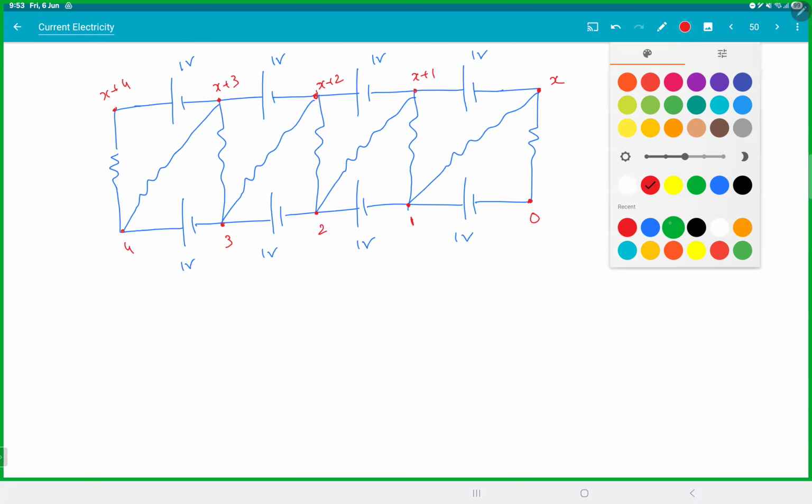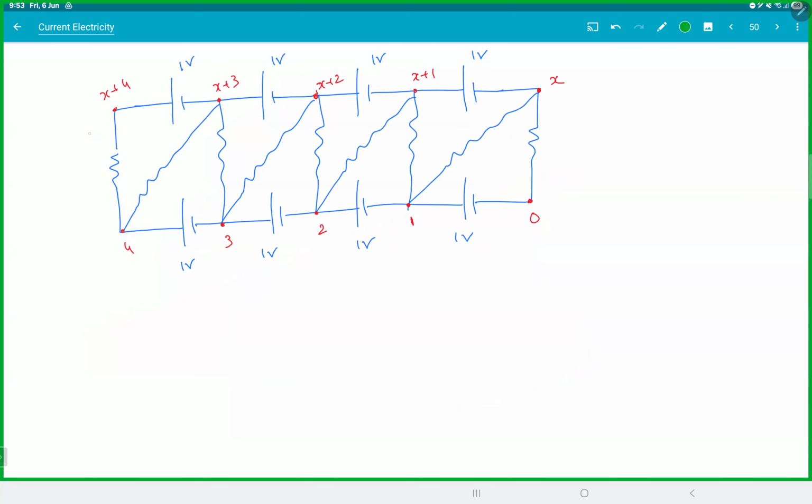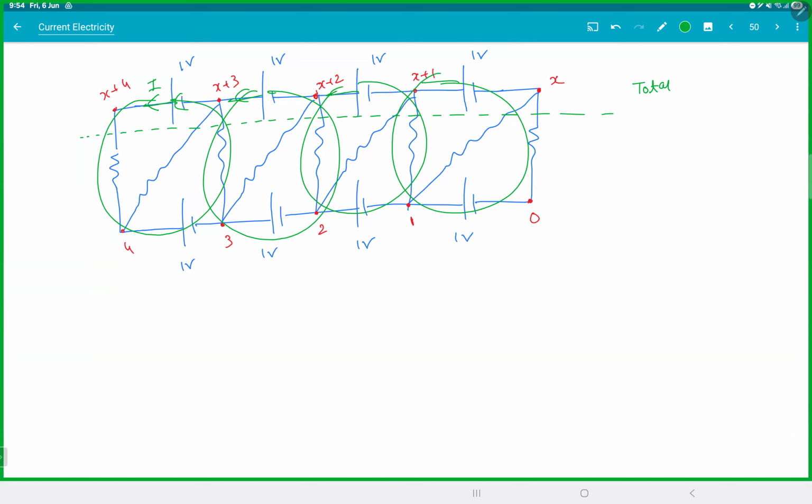So instead of using junction law for each node, I'll apply junction law for all of them at the same time. I will draw a line like this. Now, can I say the total current crossing this line must be 0? Because think about it. Whatever current this battery sends will come back. The net current has to be 0.